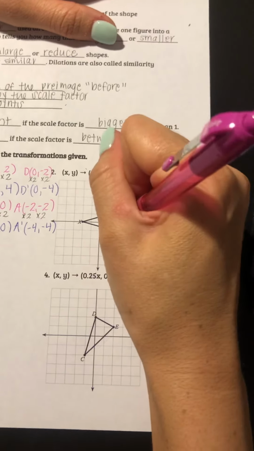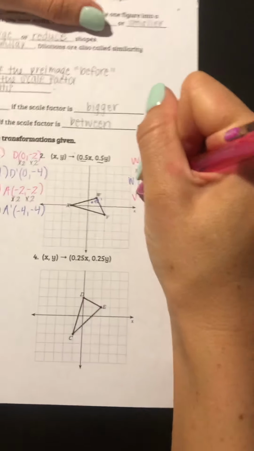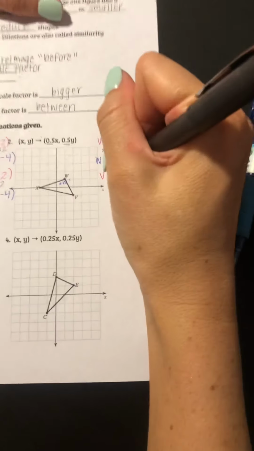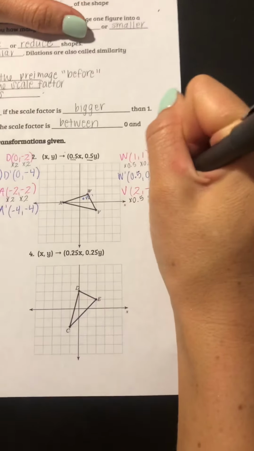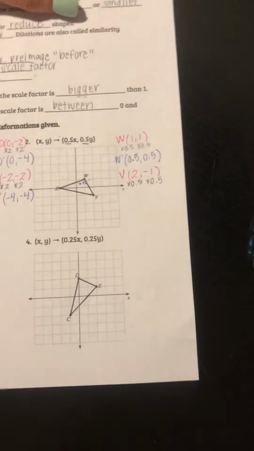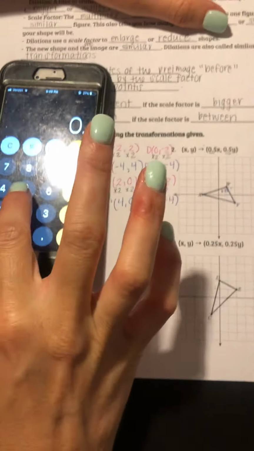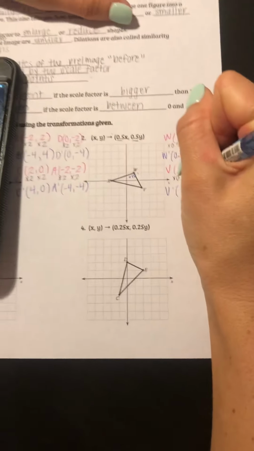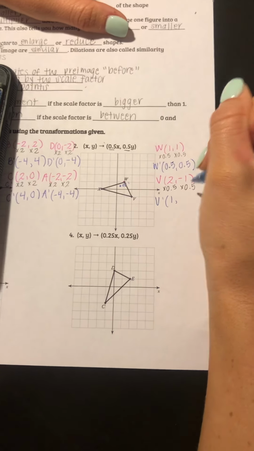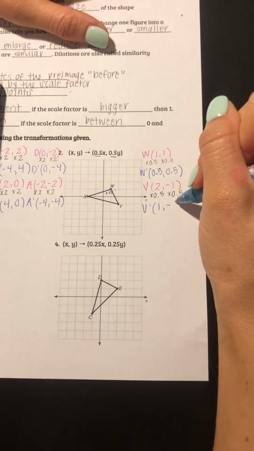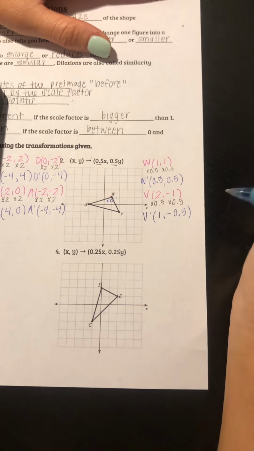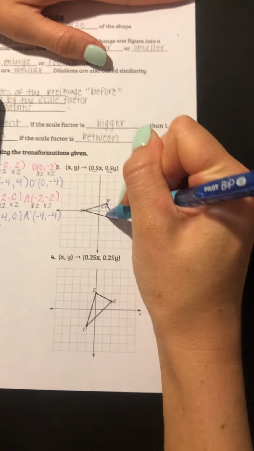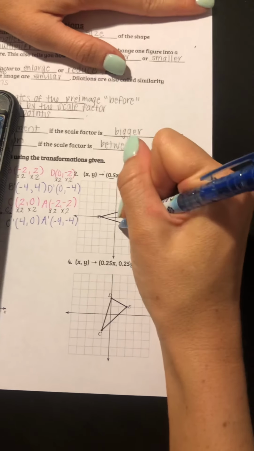And your next one is V at 2, -1. So same thing, multiply both of them by 0.5. So 2 times 0.5 gives you 1. And then -1 times 0.5, that would be -0.5. So then you plot it at 1, -0.5. Again, just try your best to see where that would be.